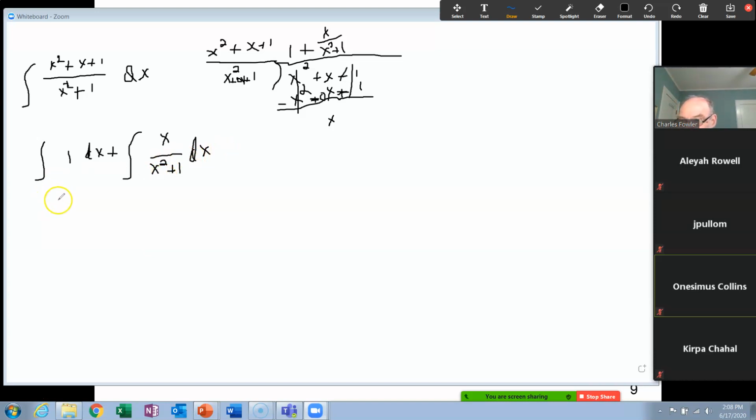Now, please tell me someone can do this one. What's the antiderivative of dx? X. Because when you take the derivative of x, you get 1 dx, right? Yeah, that's it. Okay, plus.